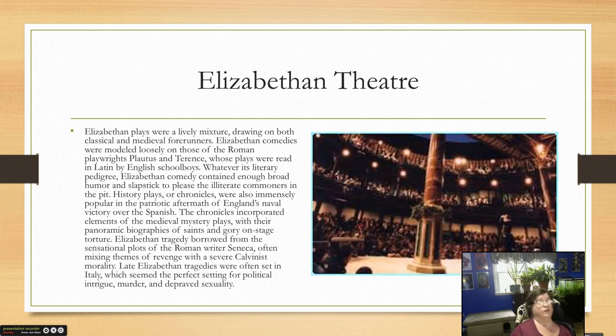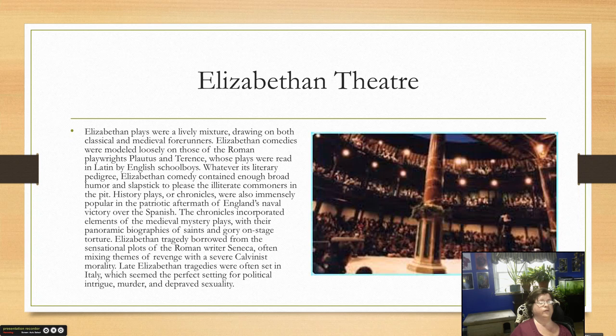History plays, or the chronicles, were also immensely popular in the patriotic aftermath of England's naval victory over Spain. The chronicles incorporated elements of the medieval mystery plays with their panoramic biographies of saints and gory onstage torture. These were also heavily helping the British monarchy. They helped establish Elizabeth's authority on the throne, her heir to the throne, so to speak, by making sure that any other families, any other people that might be trying to get that title would not be deemed eligible. So they established her authority on the throne by giving a history that supported her. So these were very much propaganda pieces. The biggest one, of course, being the Henry V series.